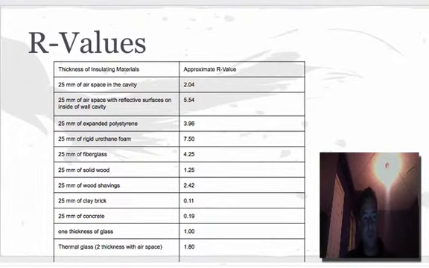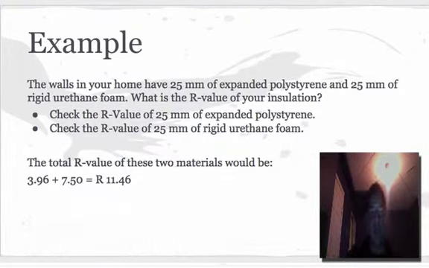Okay. So an example: the walls in your home have 25 millimeters of expanded polystyrene and 25 millimeters of rigid urethane foam. What's the R value of the insulation? So the first thing we need to do is look back at our chart and check the R value of 25 millimeter expanded polystyrene. And that's going to be 3.96. Then we have to check the R value of the 25 millimeters of rigid urethane foam, and that was 7.50.